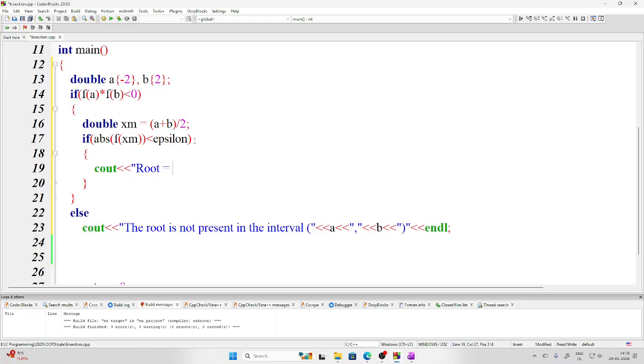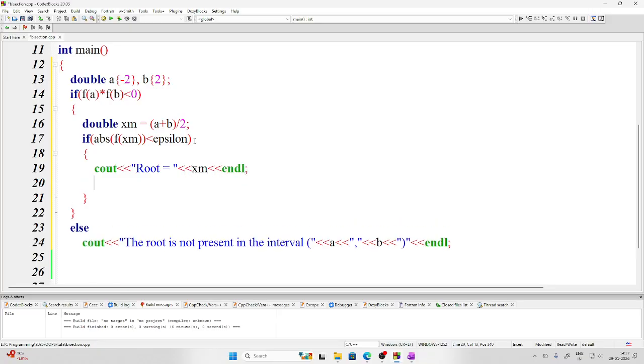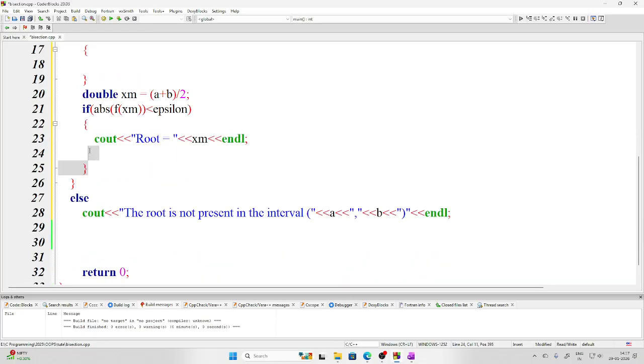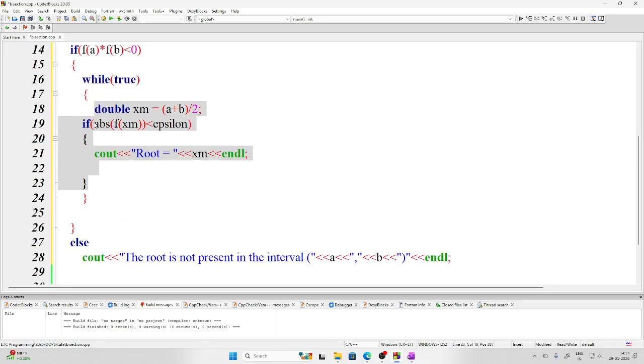Root is equal to xm. Okay, and then you come out of this particular loop. Where is the loop? Oh, we have not done anything. Now this all should be repeated so many times, so you should have some loop here. So make one infinite loop: while true, then do whatsoever you are writing here inside this loop.